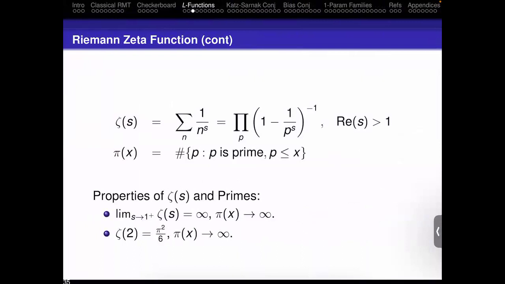Another fun one is if you take s equals 2, you get pi squared over 6. Pi squared is irrational. If there were finitely many primes, then the product over primes would be rational. And so since pi squared is irrational, there must be infinitely many primes. You can use this to get some estimate of how quickly the primes grow.